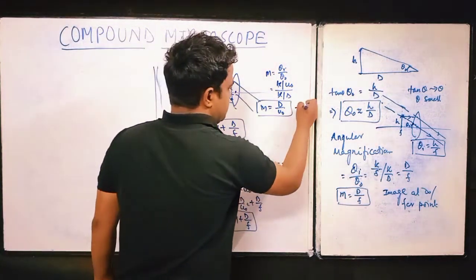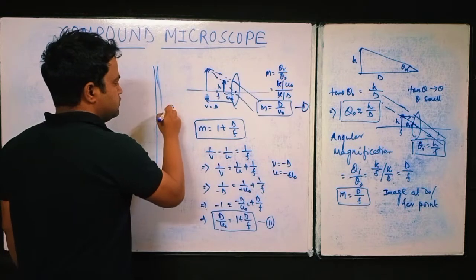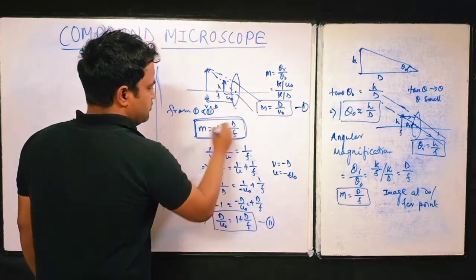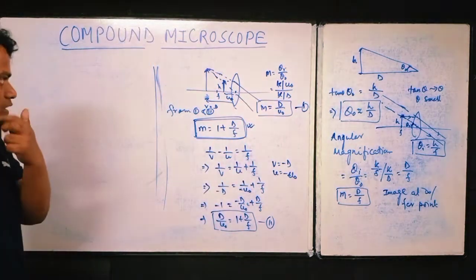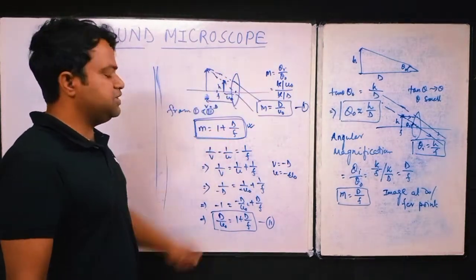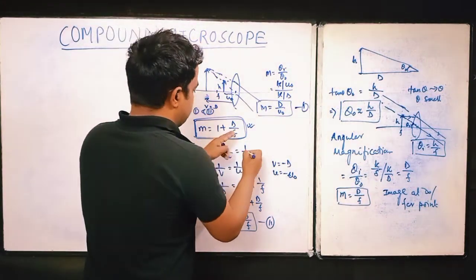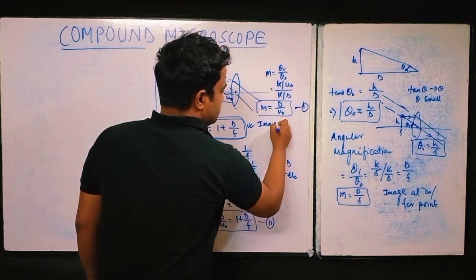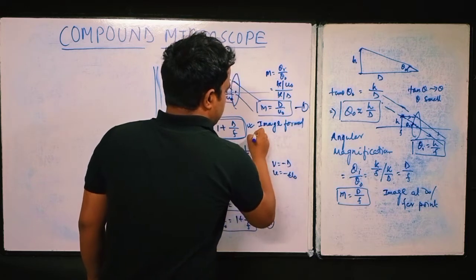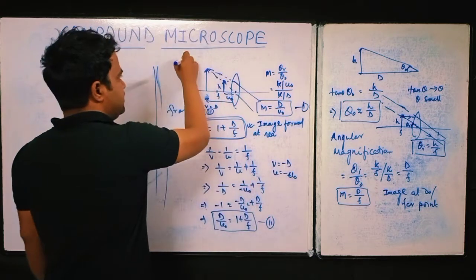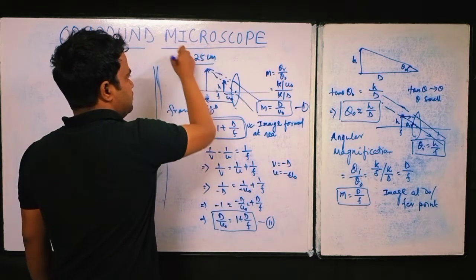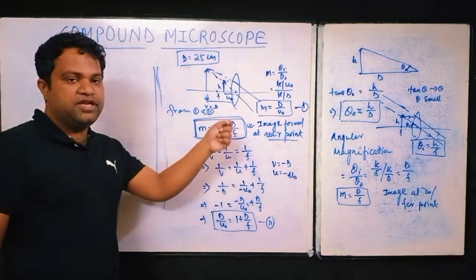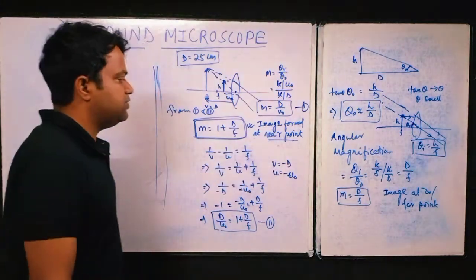So let's say this is equation 1, this is equation 2. So from 1 and 2, you can write that this is the formula, M equal to magnification by a simple microscope is 1 plus D upon F, and this is for the image formed at near point. D means, D is basically 25 centimeter, capital D, at near point. That means the minimum distance for the distinct vision, that is the image formed at the near point.